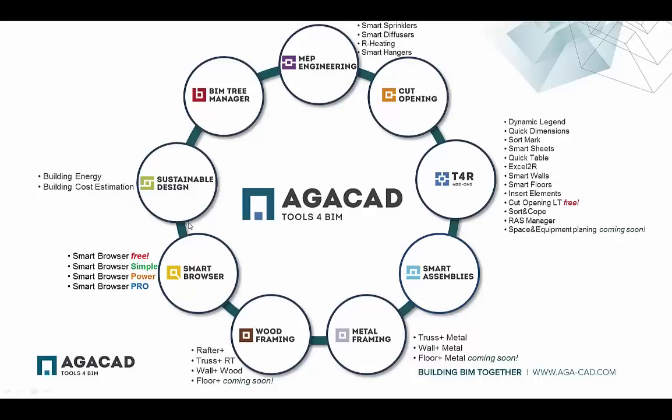Then we have 2 solutions in the Sustainable Design Pro group. Then we have Smart Browser. Here you can find 4 types of browsers. The free one is for browsing the families from the library and loading them into the project. Using the Smart Browser Pro version, you can modify parameters and parameter values, for example, of 100 elements from your library.